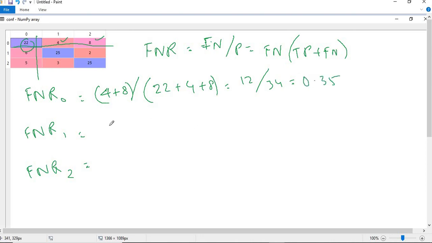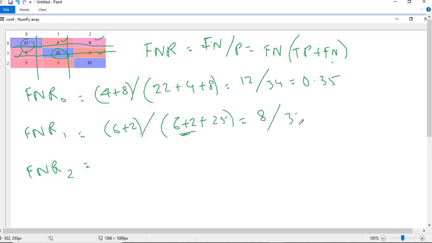Okay, now false negative rate for class 1. You draw a vertical and a horizontal line. This will be my true positive, and this value 6 plus 2 will be my false negative. So 6 plus 2 divided by 6 plus 2 plus the true positive, which is 25, which is equal to 8 by 33, and this will be equal to 0.2424.